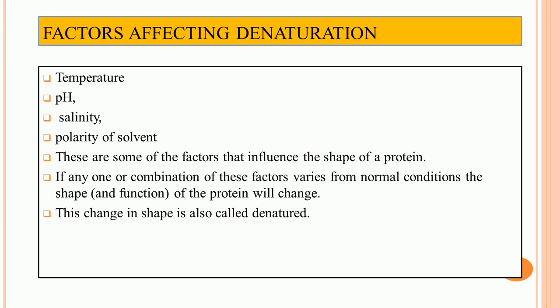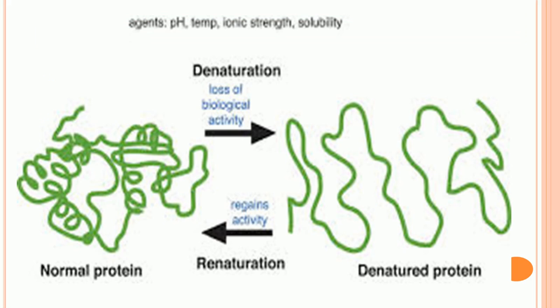If any one or a combination of these factors varies from the normal condition, the shape and the function of the protein will change. And this change in the shape is called denaturation. Definitely, if the temperature of the protein is increased, denaturation will occur, and there will be changes in the conformation and arrangement, especially of the quaternary, secondary, and tertiary structure of protein.